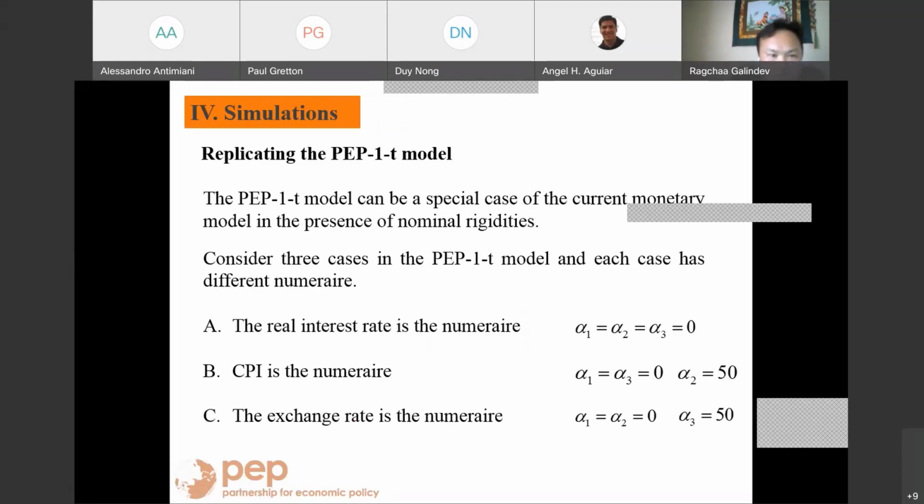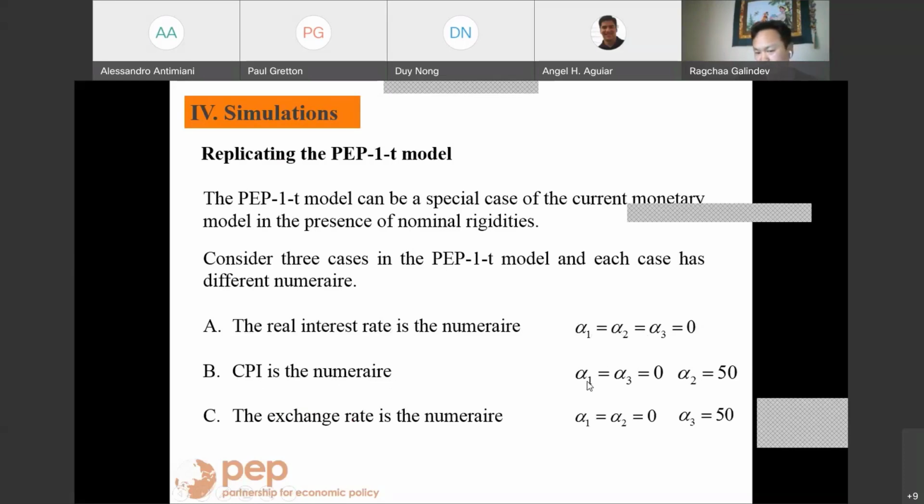So then I'm going to replicate the PEP quantity model. The PEP quantity model can be a special case of the current monetary model in the presence of nominal rigidities. So we're going to consider three cases, A, B, and C. In case A, the real interest rate is the numeraire, so I'm going to set all these alphas equal to 0. In case B, CPI is the numeraire.